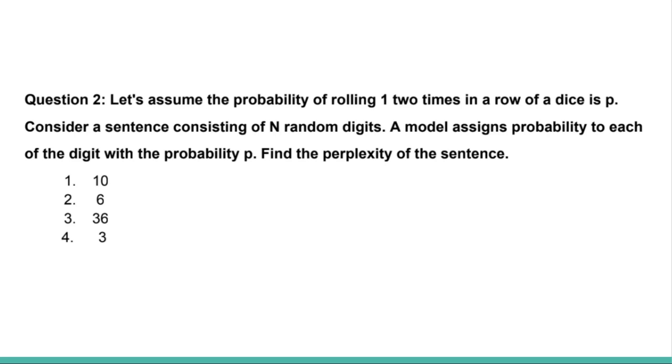Why? Because the probability of getting 1 on a dice roll is 1 by 6, and the probability of getting 1 on another dice roll is again 1 by 6. Now both rolls of the dice are independent, so we can simply multiply the probabilities. So 1 by 6 into 1 by 6, and we get 1 by 36, which is the probability of rolling 1 two times in a row of a dice.